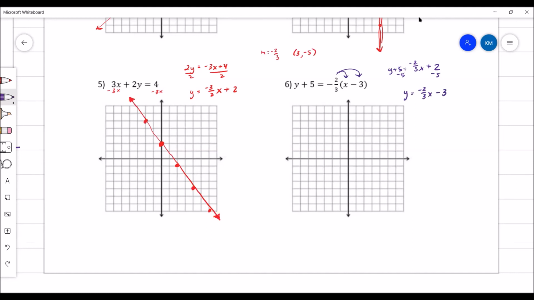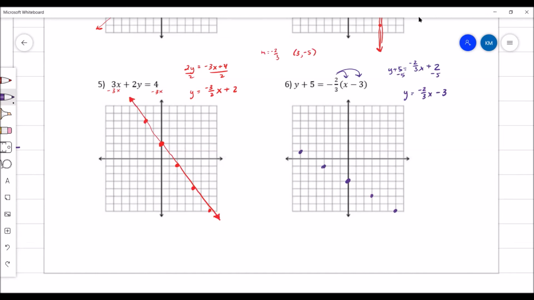So down 1, 2, 3. And then my slope tells me to go down 2 to the right, 1, 2, 3. Down 2 to the right, 3. Or up 2 to the left, 3. Up 2 to the left, 3.